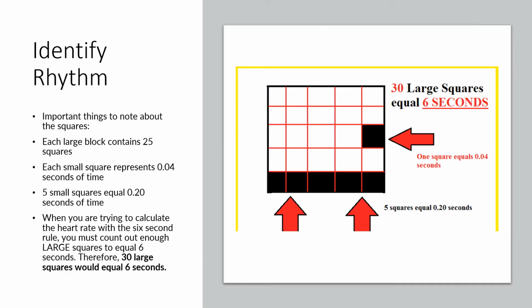It's important to note that each block contains 25 squares. Each small square is equal to 0.04. You have to know this. 5 small squares is equal to 0.2 seconds at a time.